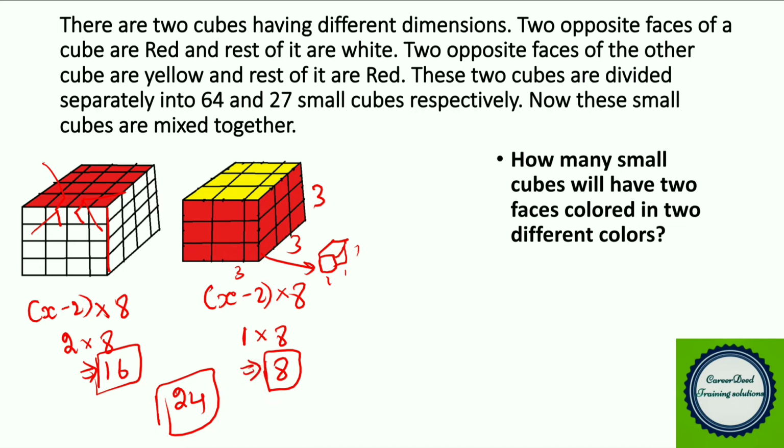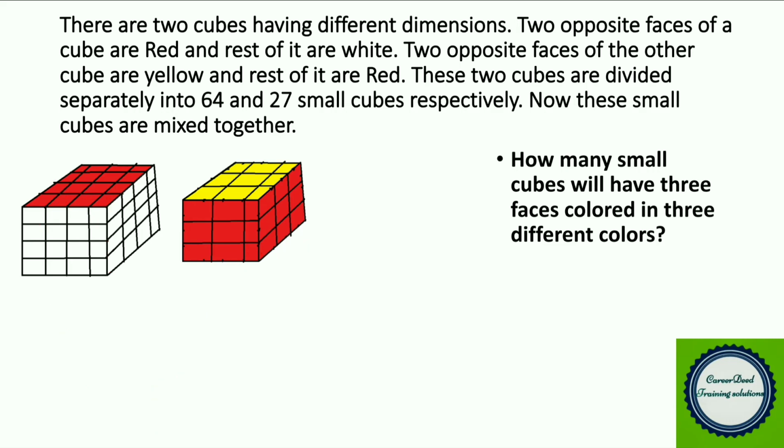Hope you understood the problem, right? Now moving to the third question of this similar model. How many small cubes will have 3 faces colored in 3 different colors? It will never occur because we totally have 2 colors in a single cube. So in the first cube it is 0, in the second cube also it is 0. So 0 plus 0 we totally have 0 such cubes painted in 3 different colors.